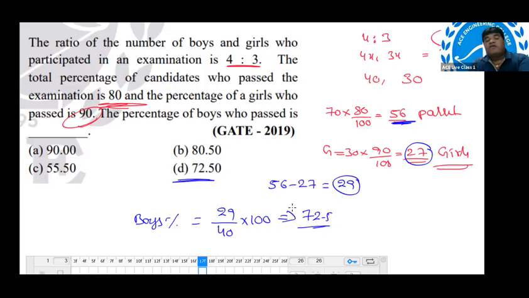So the present question is 4:3. 4:3 means you don't know the value, you take 4x and 3x. You take x as any number, no problem. I take x is equal to 10, it becomes 70. In that exam, out of the 70, 80% of the students passed, that is 56. But out of that, 90% of girls passed, so 27 girls passed. Then the remaining people is 29. The 29 belong to boys. What is the boys' percentage? 72.5 we are getting. Got it, all of you, friends?